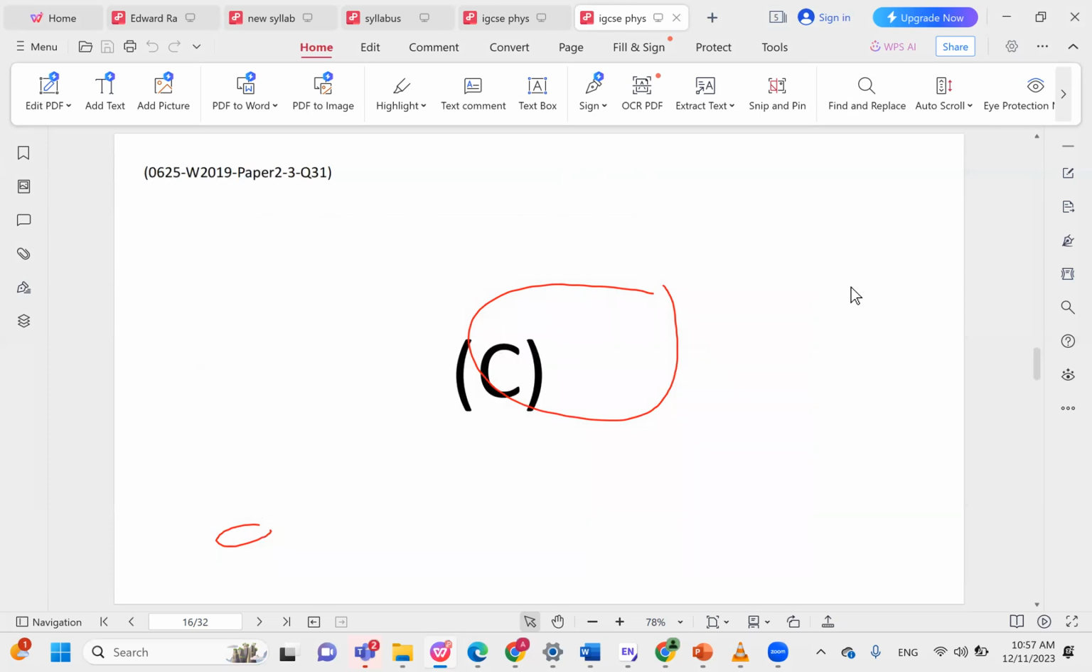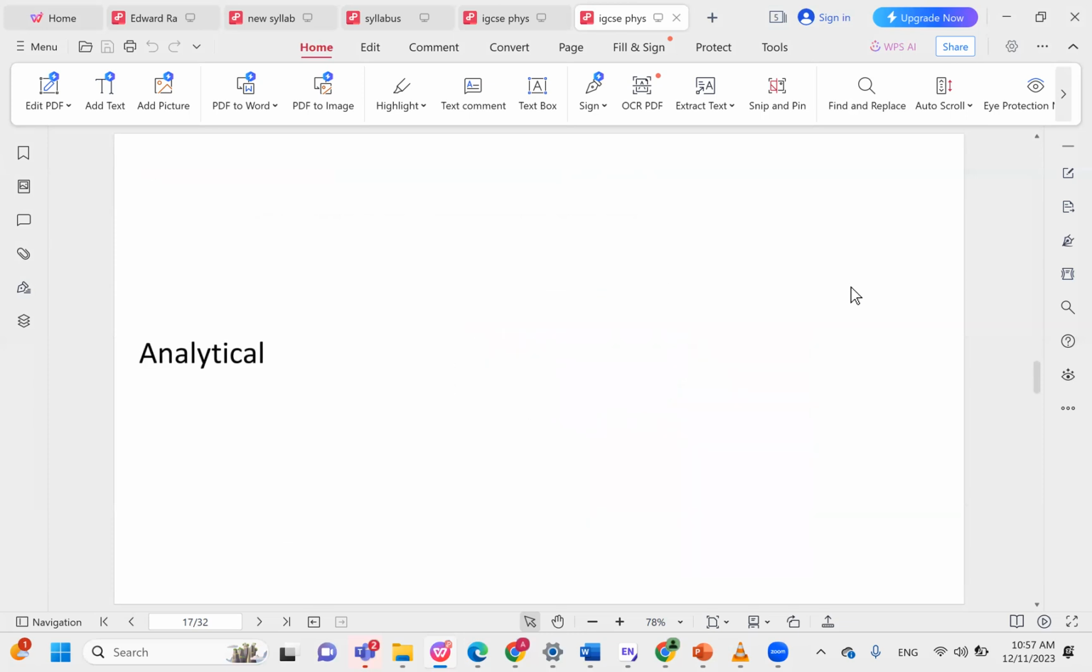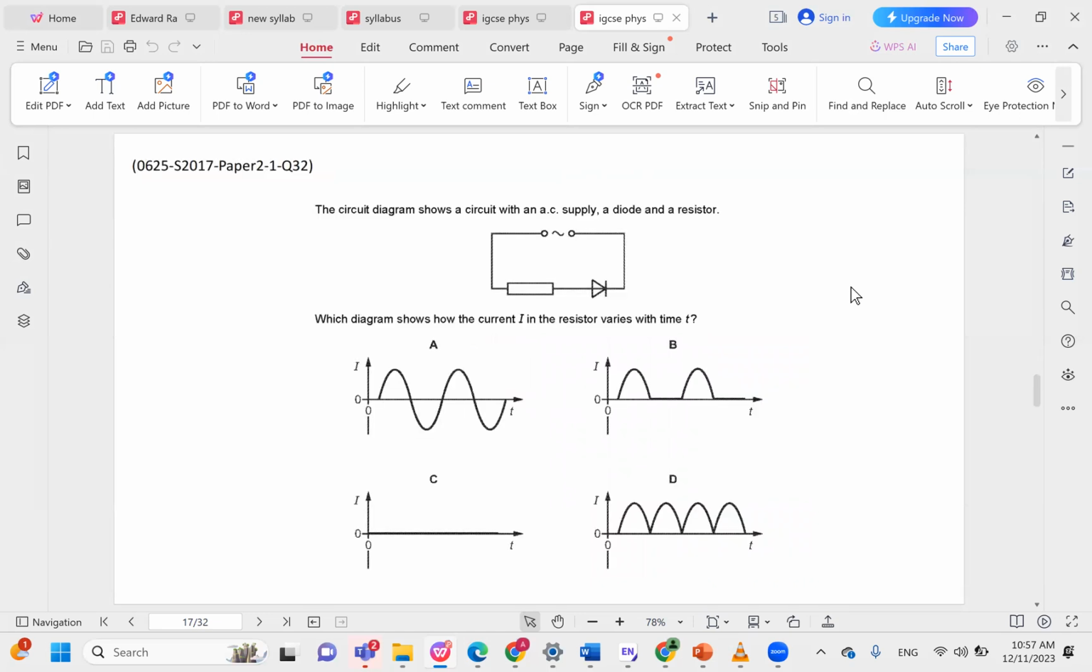So C would be the correct answer here. Now let's move on to more analytical questions. The circuit diagram shows a circuit with an AC supply. This is not really very analytical.